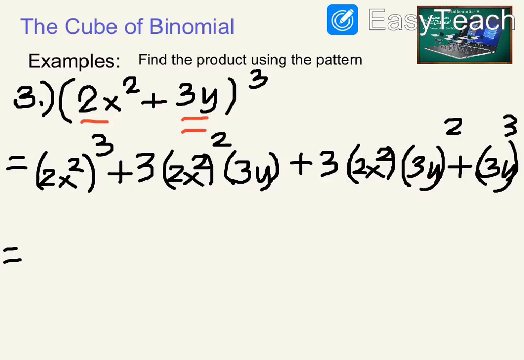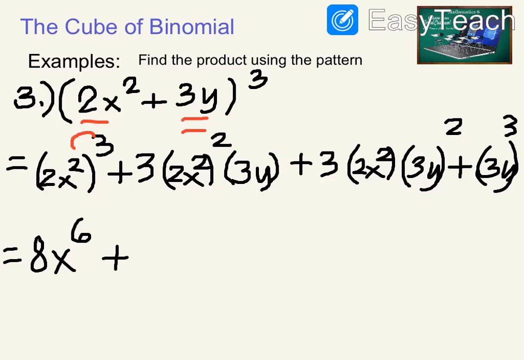So that would mean 2 times 2 times 2, which will give us 8. And then x squared times x squared times x squared, or you simply multiply the exponents. So meaning to say this one, 2 times 3, according to the law of exponents, which will give us x to the 6th power.